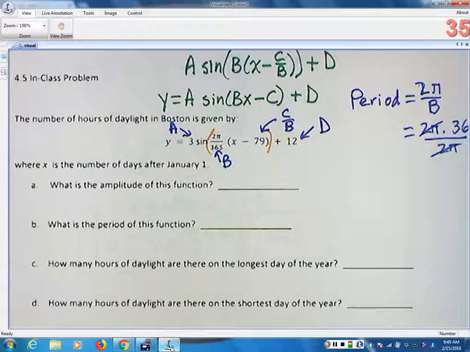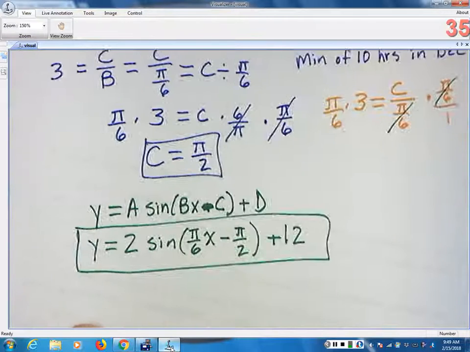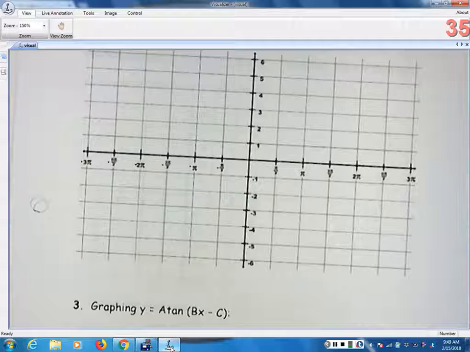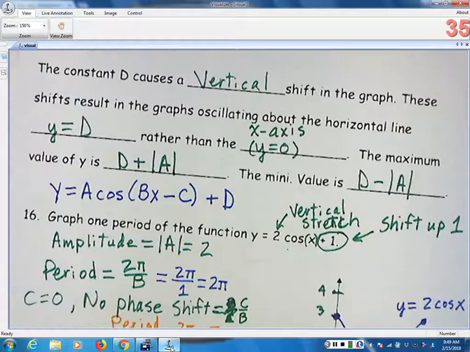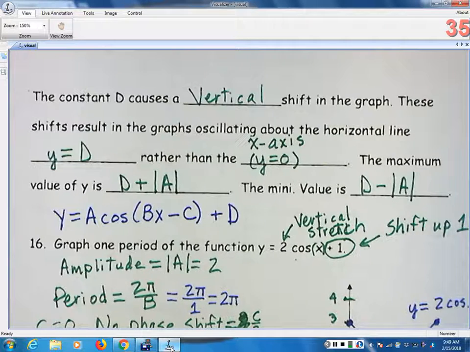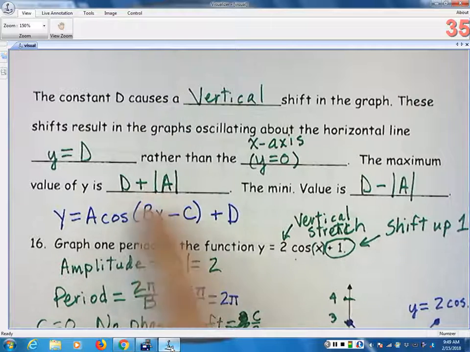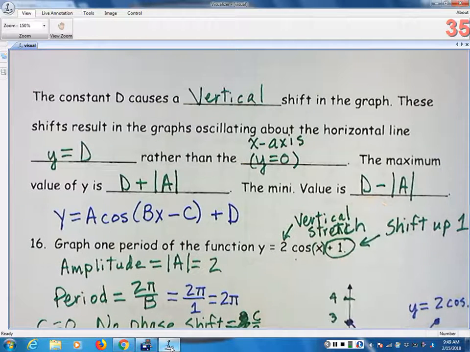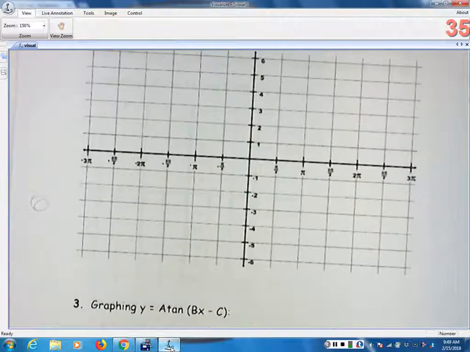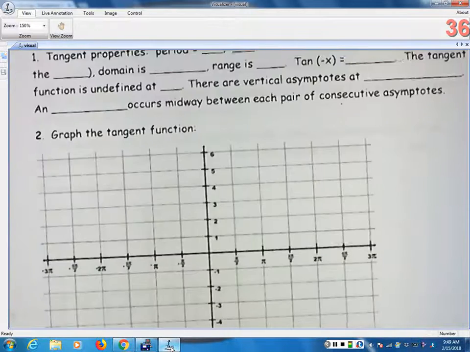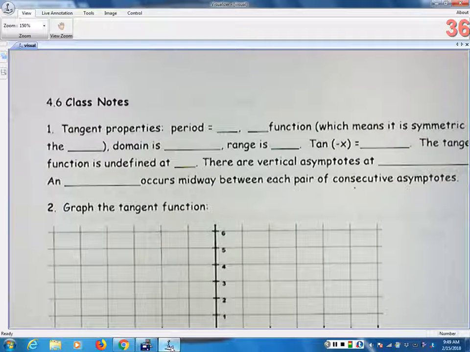I'm trying to find the page. We're on 4.6. Oh yeah, here it is. To find the max, this is the page where we use these formulas to find the maximum and minimum value. So you should be able to do that. All right, we're going to start 4.6. So I'm going to get out of this Nearpod.